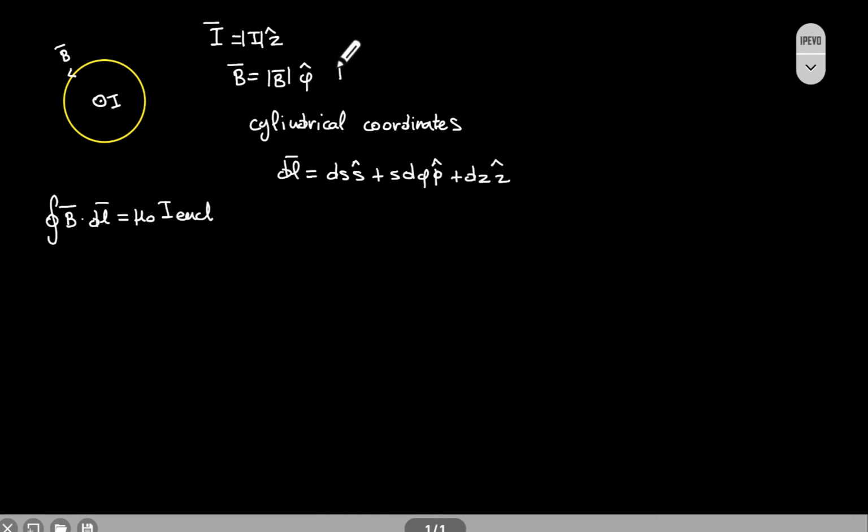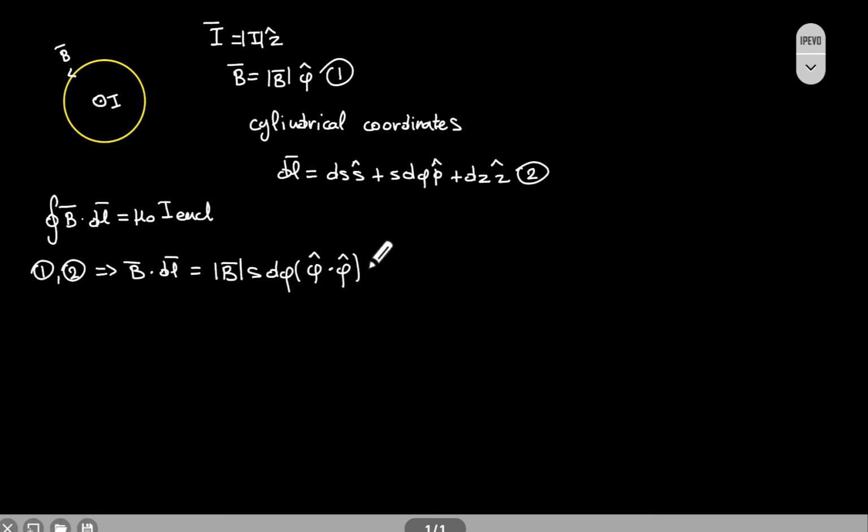Now using here is equation 1, this is equation 2. I'm gonna use equations 1 and 2 to find B dot dl. And I know that phi hat dot with s hat will be 0 in the same way that phi hat with z hat will be 0. So the only term that will survive is the phi components. So I have B s d phi and then phi hat dot with phi hat, but I know that this is just 1.